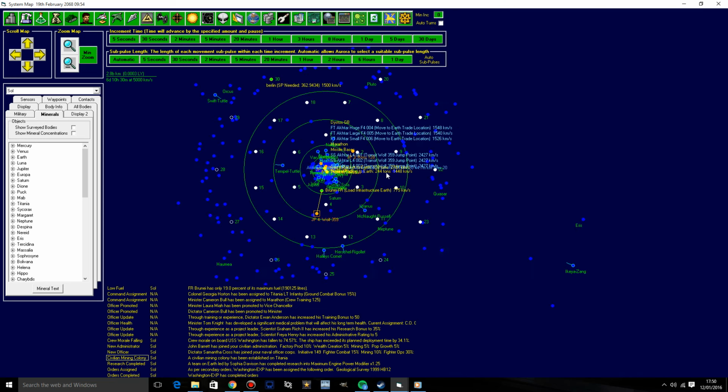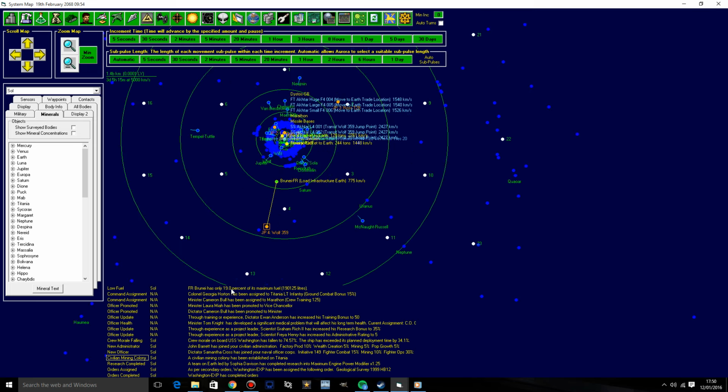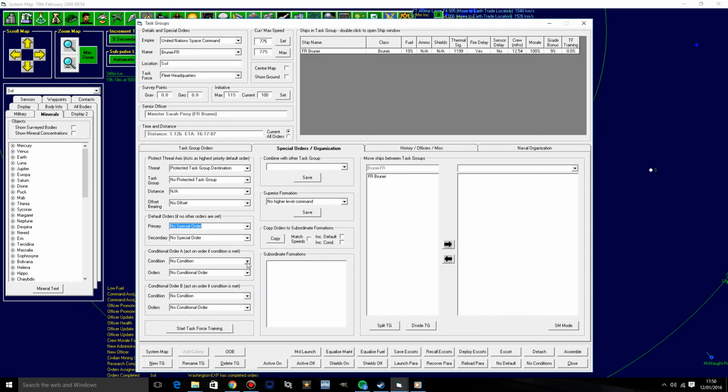A civilian mining colony has been established on Tritania. That's what I was going to do quite some time ago, but I'm happy to have them do it for me. Right, the Brunei only has about 90% fuel, so we'll issue orders for it to go back and refuel. Fuel less than 20%, refuel colony. Supply points less than 20%, resupply colony. There we go. Should be good now.